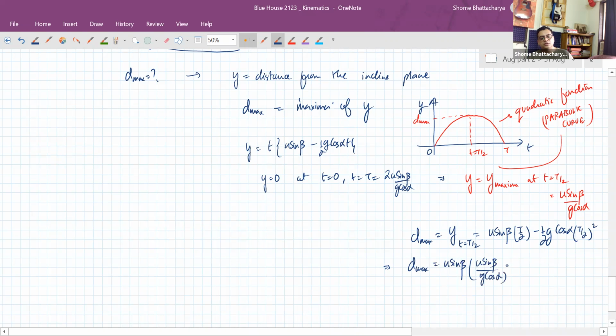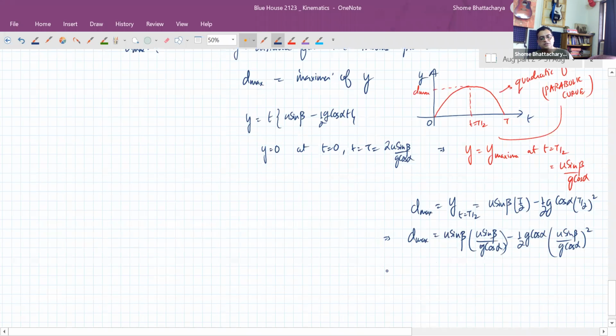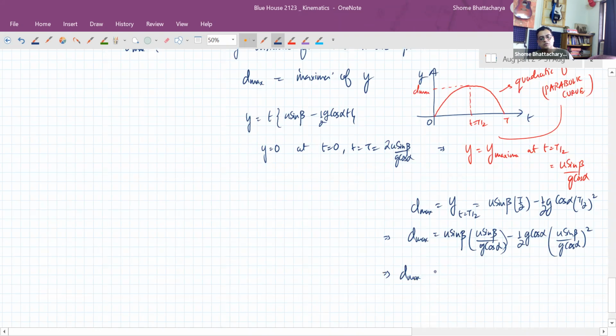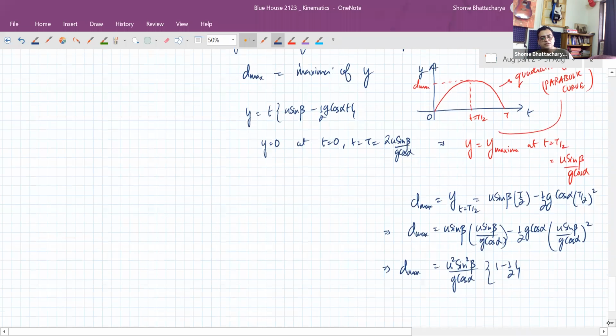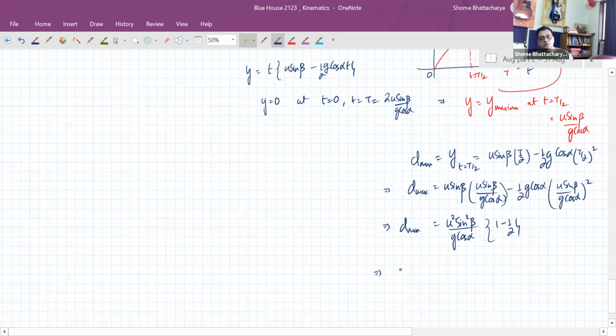This just looks lengthy, but once we solve it, you'll see it's quite straightforward. Minus half g cos alpha into u sine beta divided by g cos alpha whole square. Now in this expression, if you take u square sine square beta common, and in the denominator g cos alpha common, again you'll have 1 minus half. So you get a very similar type of formula.